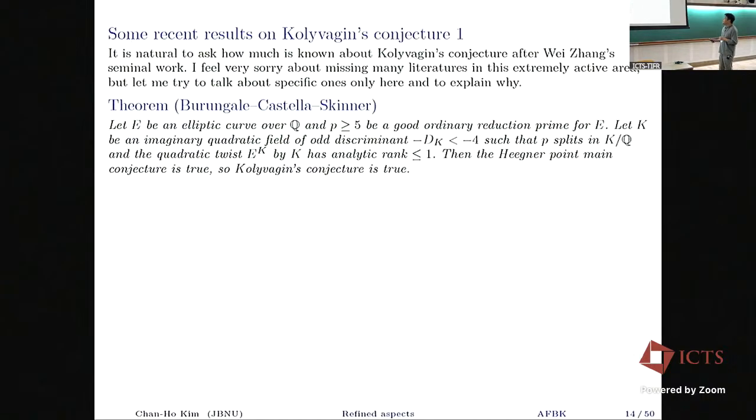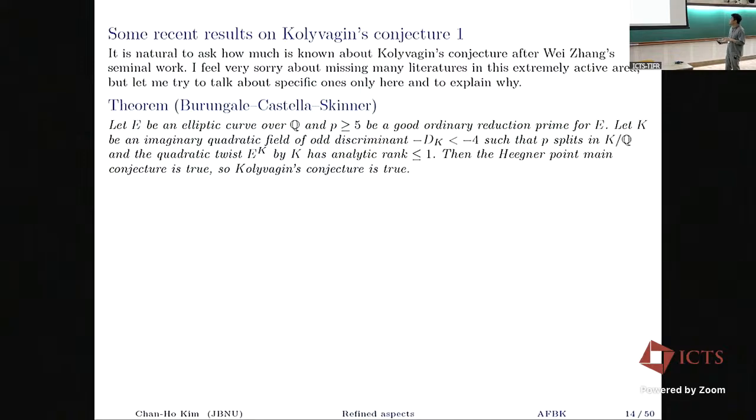It's natural to ask how much is known about Kolyvagin's conjecture after Wei Zhang's seminal work. I feel very sorry about missing many works, but there is a reason to mention these two, and I will say why. The first one is the recent theorem of Burungale, Castella, Skinner. Let E be an elliptic curve over Q and p larger than 3 a good ordinary reduction prime.